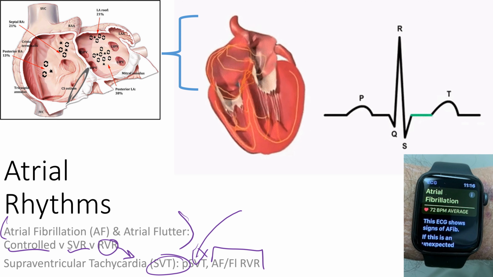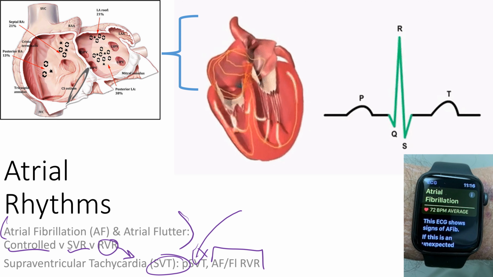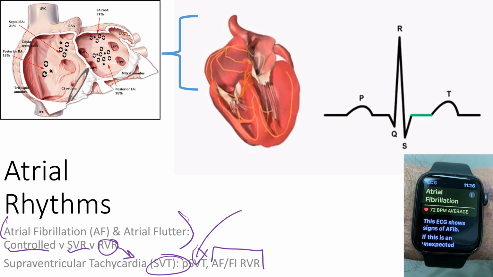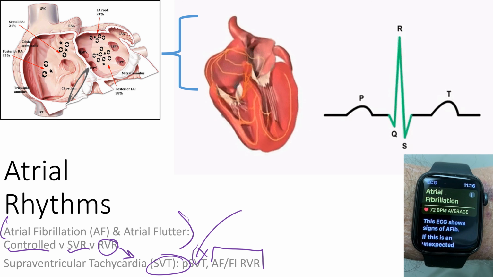So the rhythms you have to know: sinus rhythm, sinus brady, sinus tach, AFib, A flutter, whether they be slow or fast, and then paroxysmal SVT. And the last rhythms we want to know before the AV blocks are your ventricular rhythms, which are lethal. So it's important you know your lethal rhythms.